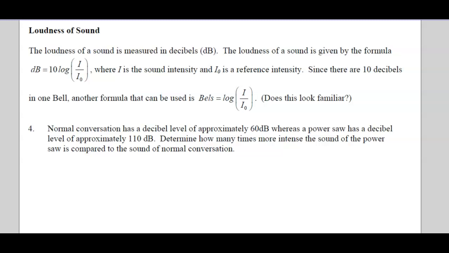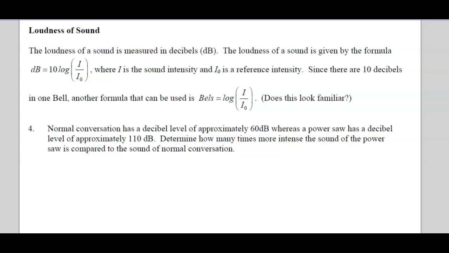So this is a good one because it says normal conversation has a decibel level of approximately 60 decibels. Whereas our conversation here has a level. Oh yeah, sorry, that's the next one. I think we were on the next one. Yeah. Oh yeah, I thought I did one about compared to you guys and compared to regular.